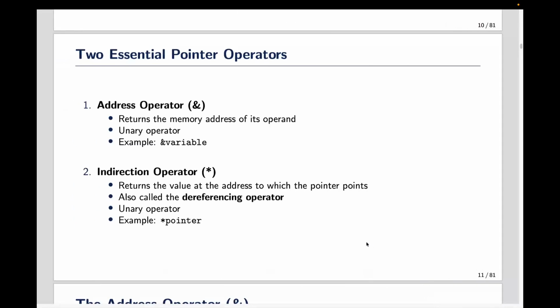Then the indirect operator, I told you, this is the indirection operator or the indirect reference. It's also called the dereferencing operator. So it returns the value at the address to which the pointer points. Remember, this is a very technical word. The asterisk combined with the pointer variable, it can be bptr, xptr, yptr, returns the value at the address to which the pointer points.